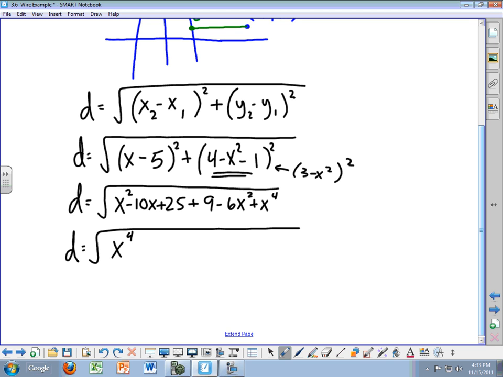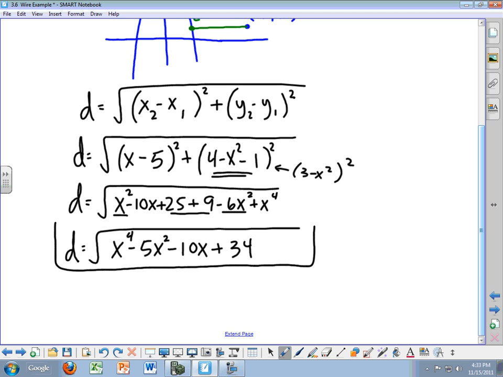I'm going to put the x to the 4th first. I have a minus 6x squared and a plus x squared, or minus 5x squared. And then I have minus 10x, and 25 plus 9 is 34. That is my distance function. And the question is, how could we make that a minimum? What is the smallest number that that's going to be? We can't really do this one in our head. We can't calculate this out.